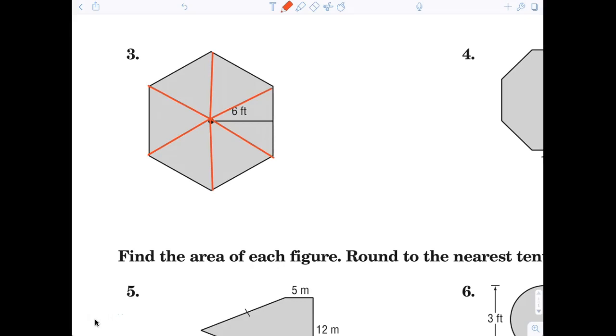Now, what do I mean by that? The altitude here is 6, correct? So what I want you to do right now is I want you to put area equals. How many triangles? 6 times 1/2 times the base. And what's the height? 6. Exactly.